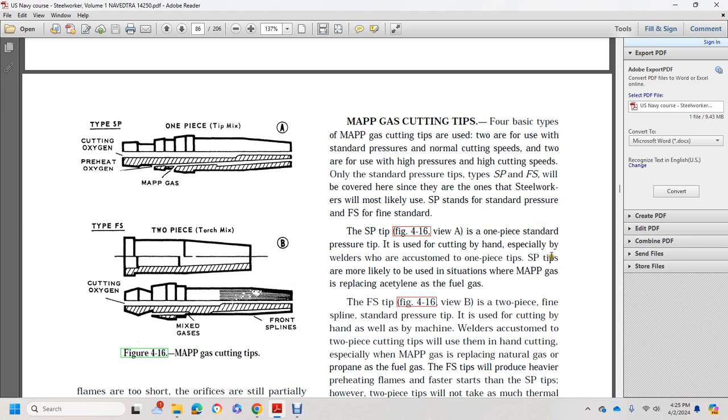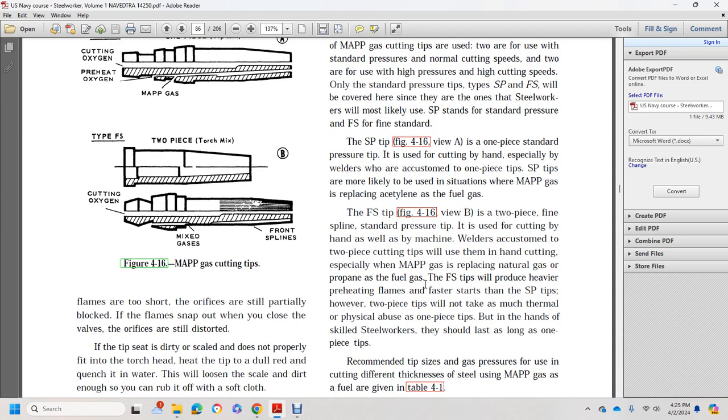A custom one-piece tip and standard pressure tips are more likely to be used with MAPP gas replacing acetylene as fuel gas. The fine standard tip is view B. The twist of the fine standard pressure tip is the cutting tip, used by hand as well as by machine. Those are the custom two-piece cutting tips. They are used with hand cutting, especially with MAPP gas replacing natural gas, propane, or other fuel gas.